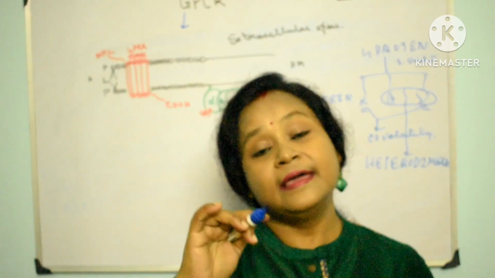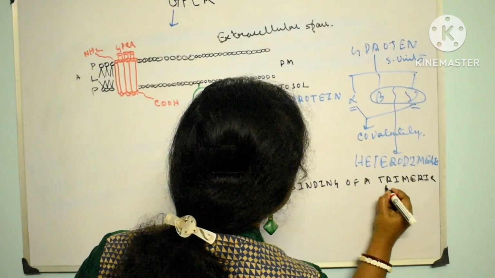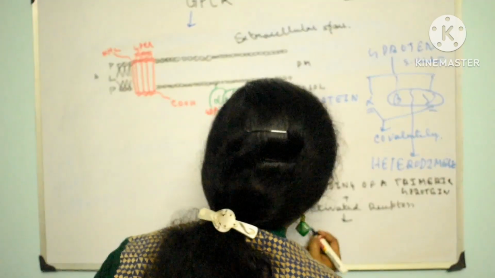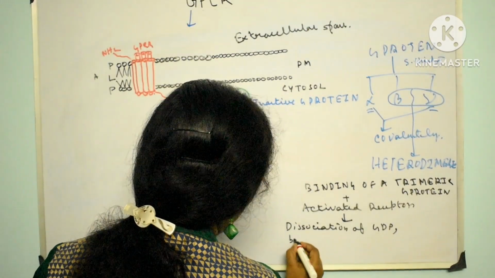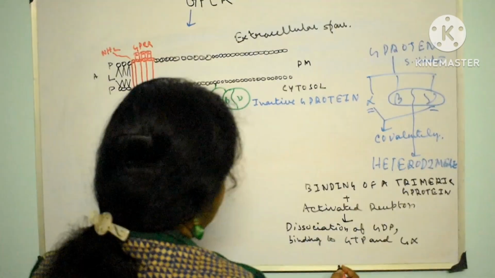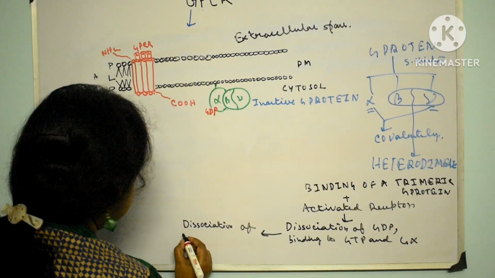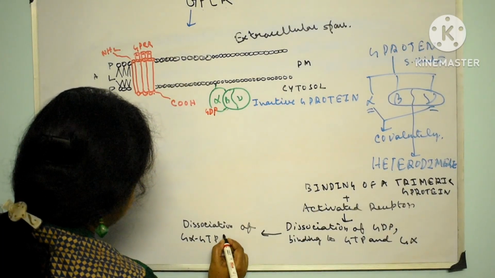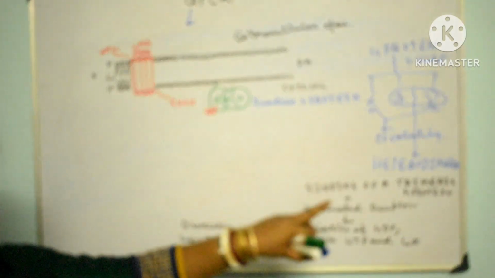When bound with GDP, it remains inactive. When bound with GTP, it becomes active. Binding of a trimeric G protein plus activated receptor: what happens? Dissociation of GDP, then binding of GTP to G alpha, and then dissociation of G alpha GTP from G beta gamma. This is the scenario of G protein step by step.